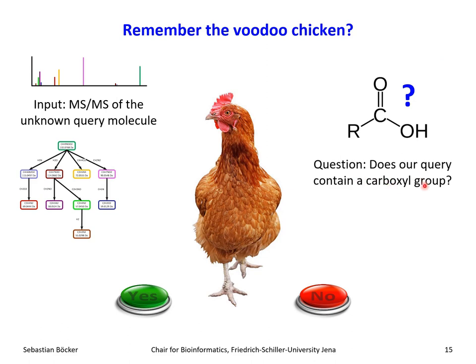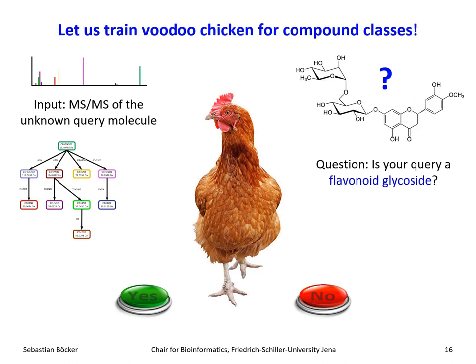Anyways, so our voodoo chicken sees these two things and then it tells us, does it contain a carboxyl group? And if we can train such a voodoo chicken, what about a voodoo chicken for compound classes? Let's train one that tells us whether or not a query spectrum belongs to the flavonoid glucoside class. And all the voodoo chicken has to do is say yes or no.